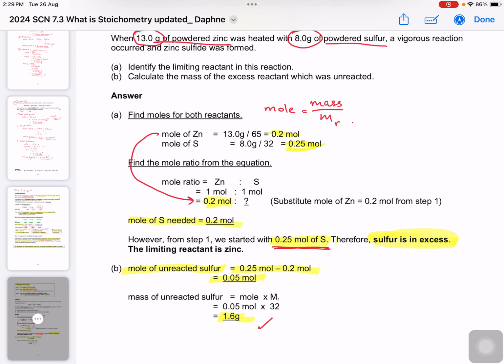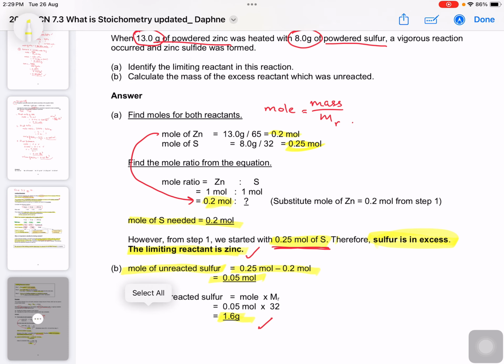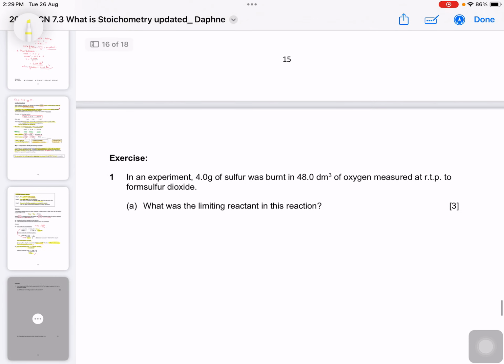Okay, identify the limiting reactant. So the limiting reactant is zinc. Is that okay? So we are done. Okay, that is the example. So follow this same method. Now let's look at a question.